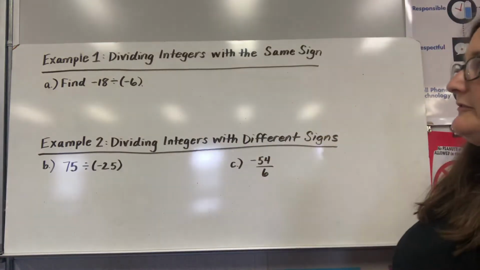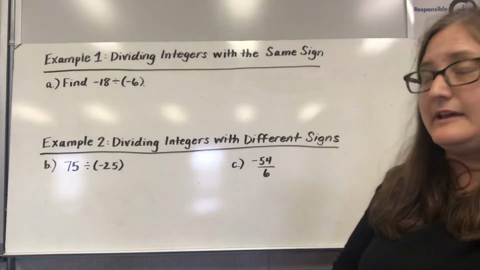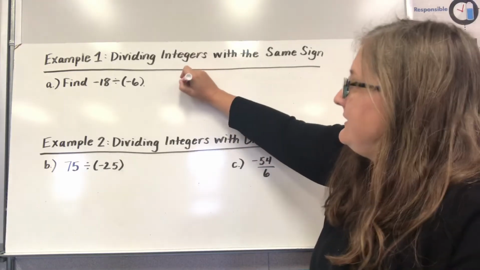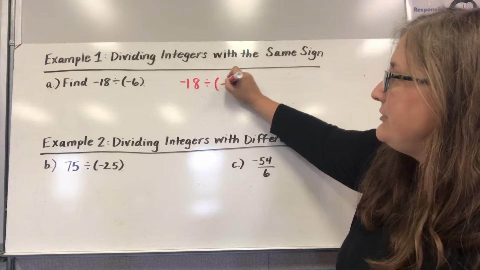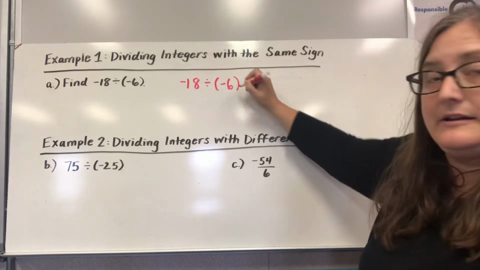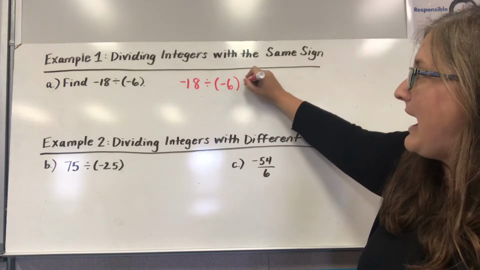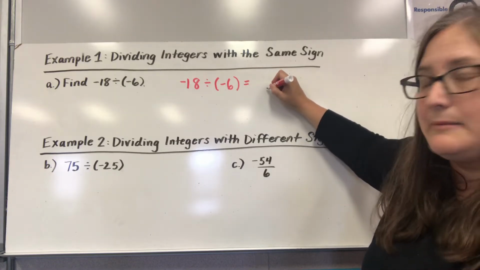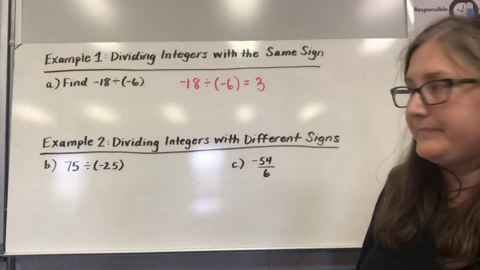So in this case, I'm dividing negative 18 and negative 6. Since 18 is negative and 6 is negative, these two numbers have the same sign. Anytime they have the same sign, our answer is going to be positive. 18 divided by 6 is 3. So my answer is positive 3.